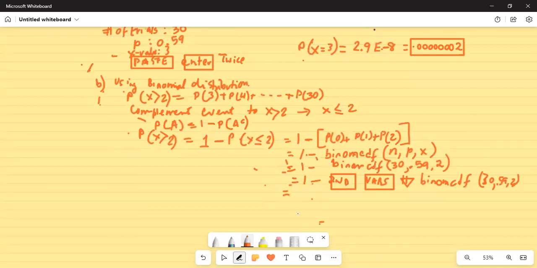Actually, let's write the answer correctly. It is 0.999. Okay. So that's your answer for probability of X greater than 2. Okay. That's your answer.